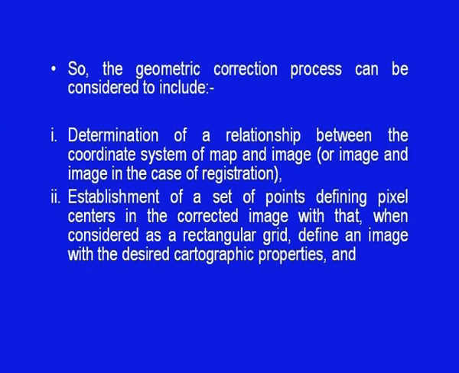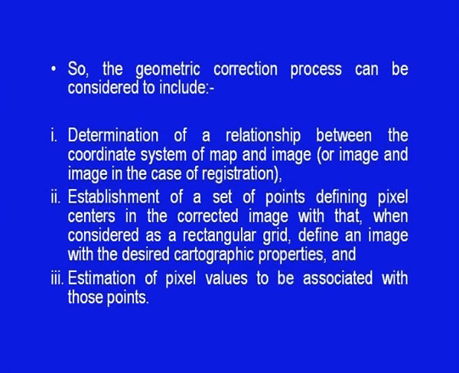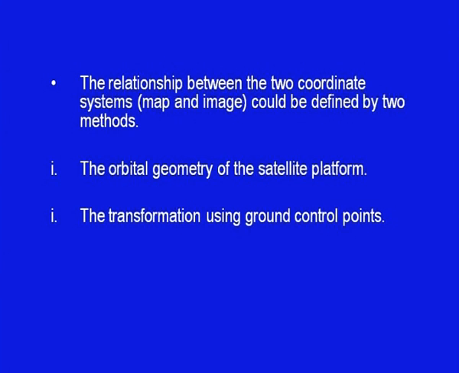2. Establishment of a set of points defining pixel centers in the corrected image, which when considered as a rectangular grid, define an image with the desired cartographic properties. 3. And finally, estimation of pixel values to be associated with those points. The relationship between two coordinate systems, map and image, could be defined by two methods. First, the orbital geometry of the satellite platform, and the second is transformation using ground control points, or in short known as GCPs.